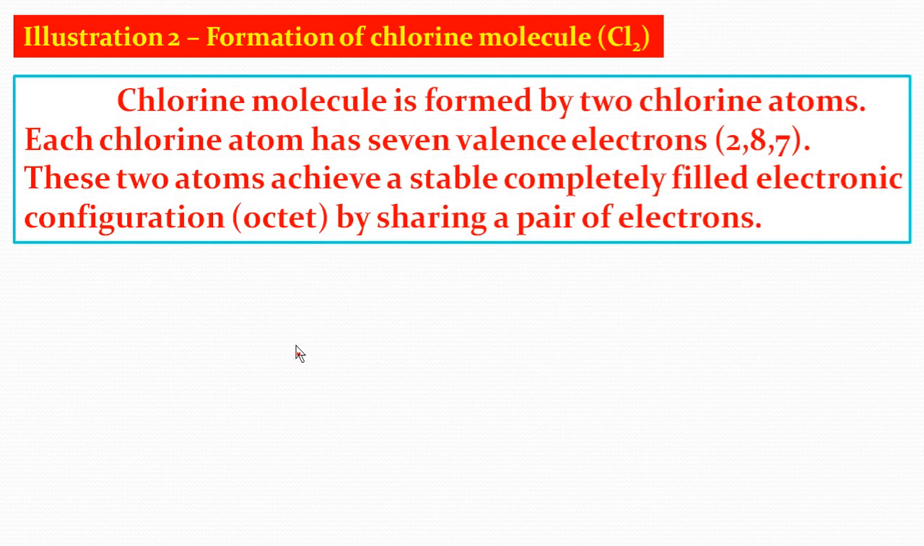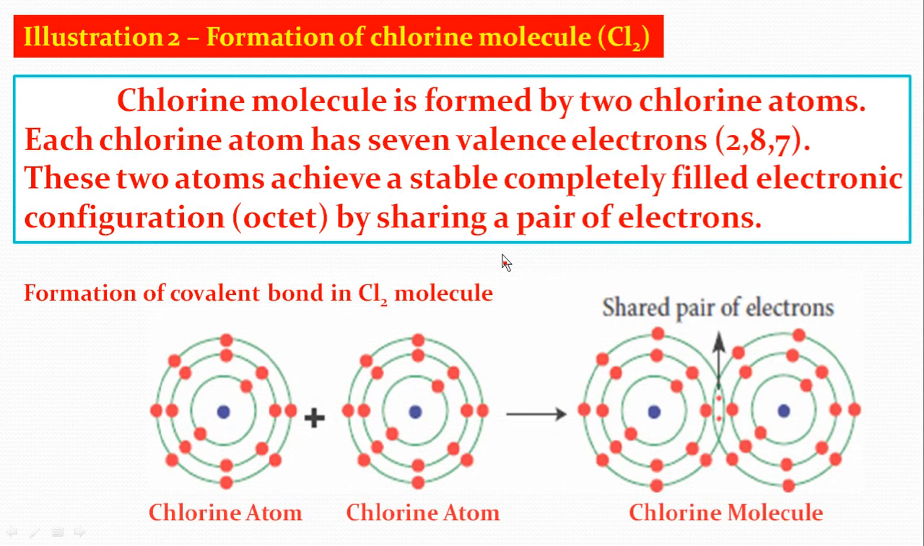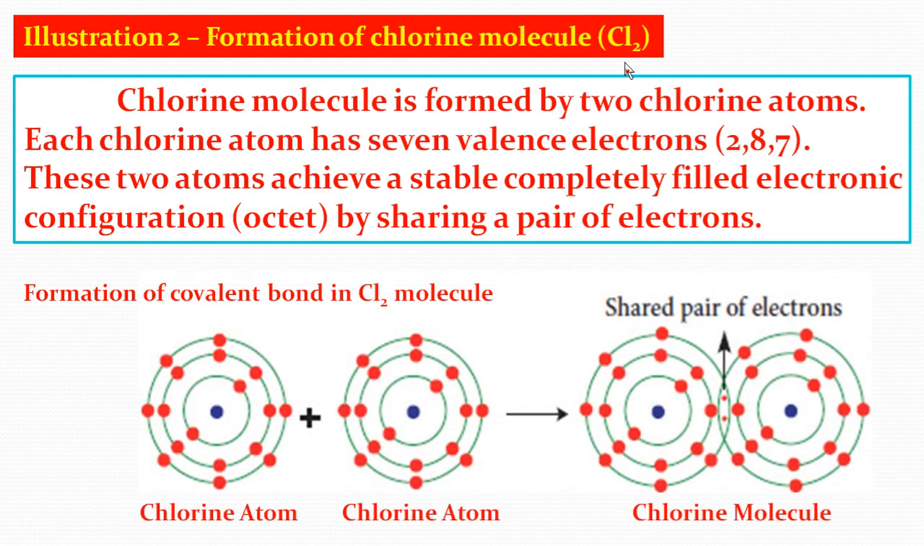Now come to illustration 2, the formation of chlorine molecule. Chlorine molecule Cl2. Here how many Cl? Two chlorine atoms. Two chlorine atoms form a chlorine molecule Cl2.